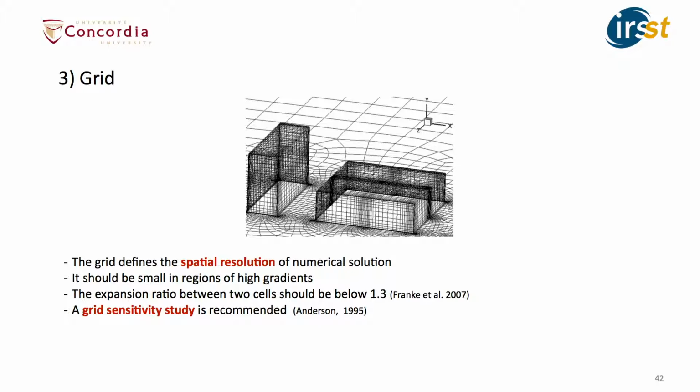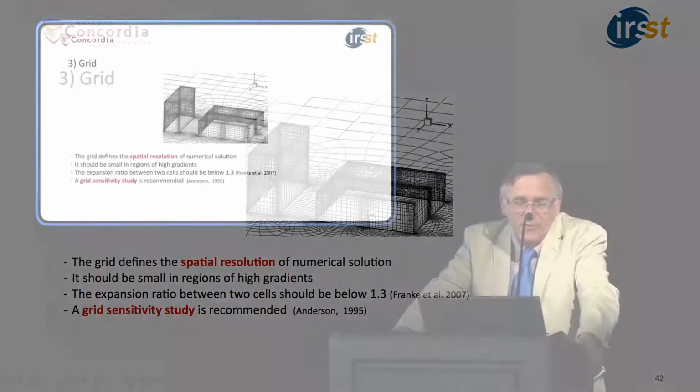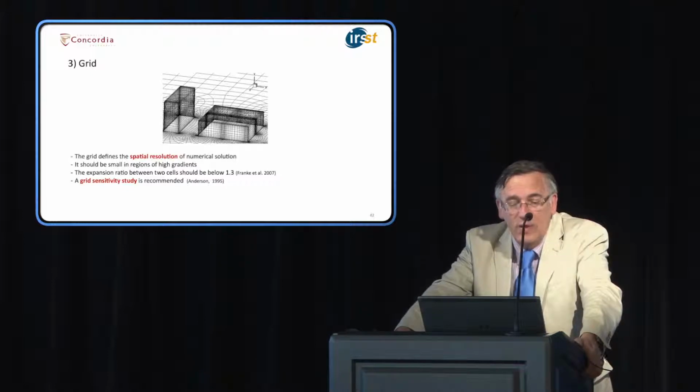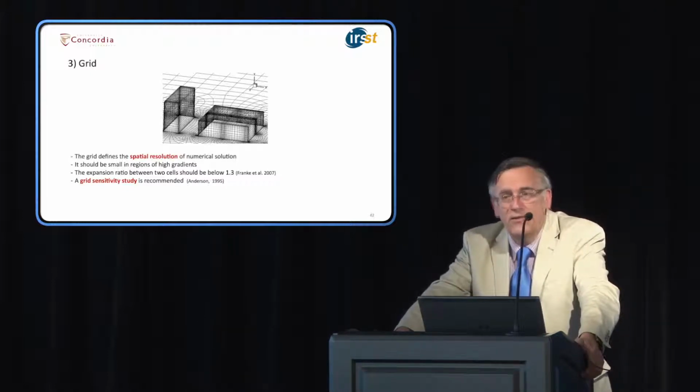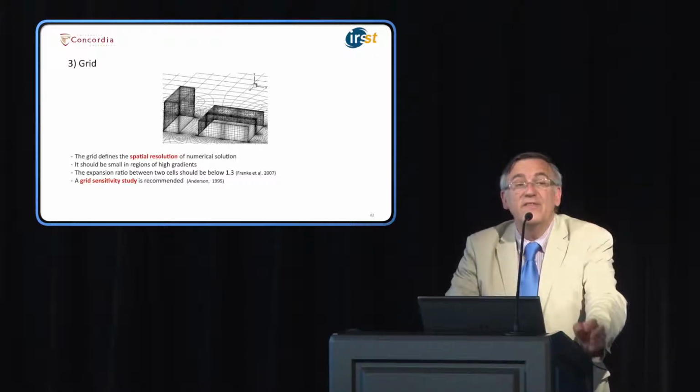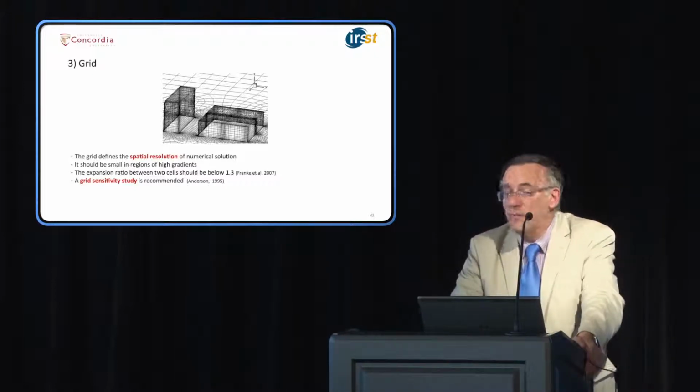And what you have to do to avoid inaccuracies is you have to have a high density of points where you expect to have high gradients of the flow or the dispersion. The expansion ratio between 2 cells should be below 1.3. Now, there are all sorts of conditions in the literature to go through, and we always recommend to have a grid sensitivity study and see whether you got some results because you got a particular grid, and if the grid had been different, the results would have been different.